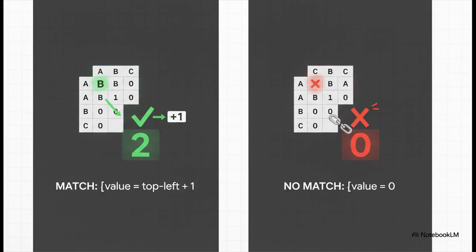For every cell, we just ask, do the characters for this row and column match? If they do, we look at the number diagonally up and to the left, and we just add 1 to it. We're extending that chain. If they don't match, the chain's broken. We put a 0. And here's the final table, all filled in.